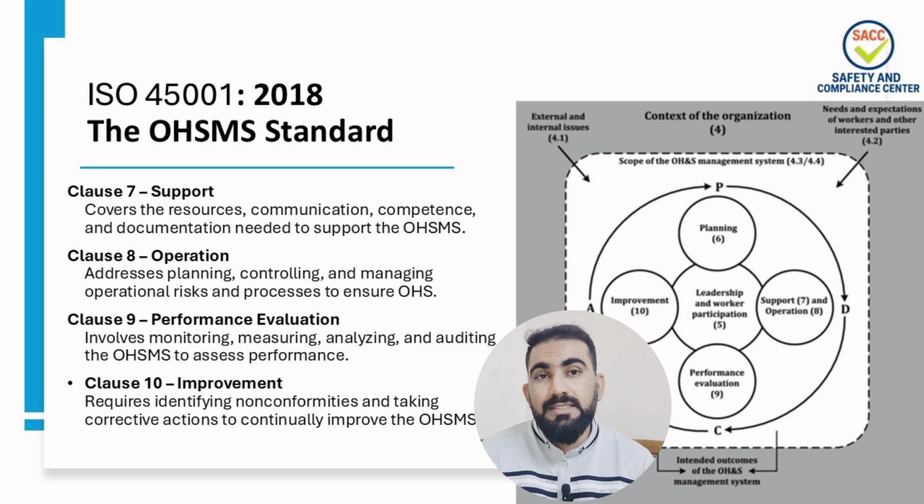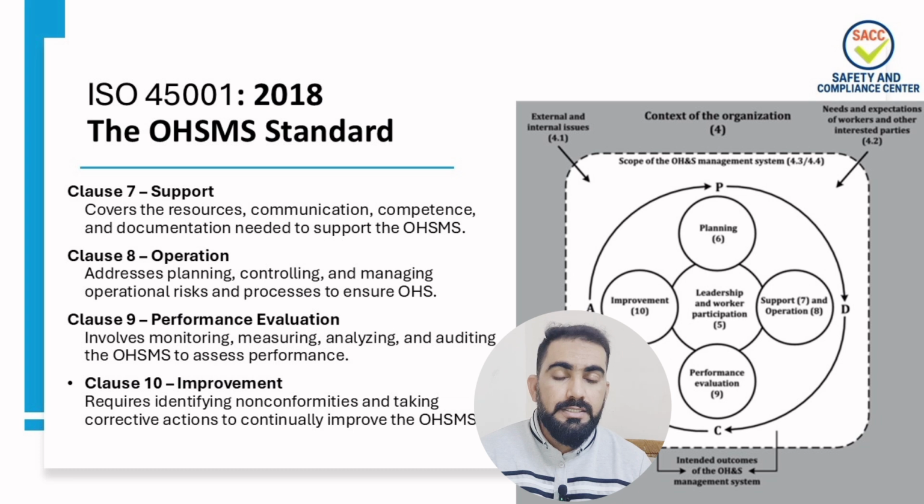Clause number 9, performance evaluation. Once the system is running, we need to know how well it's running. So clause number 9 focuses on the monitoring, measurement, analysis and evaluation of the occupational health and safety management system performance. It also covers the internal audits and the management review meetings, which are critical tools for continuous oversight and improvement of the health and safety management system.